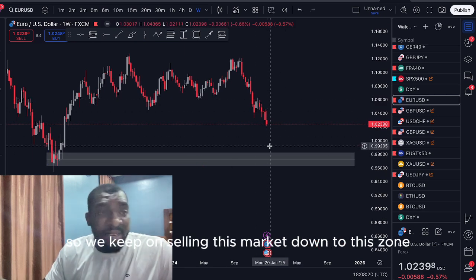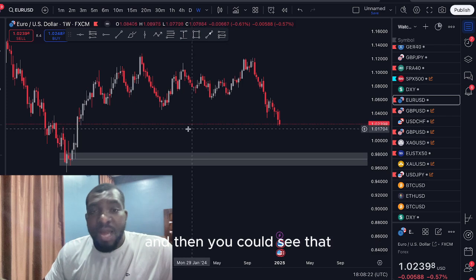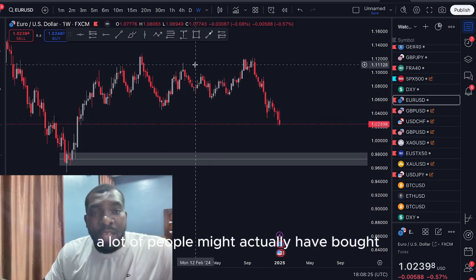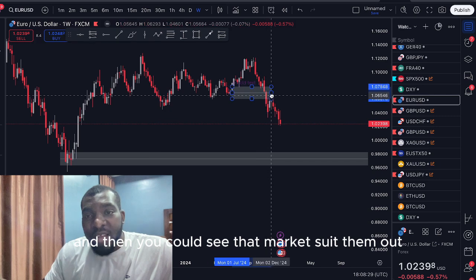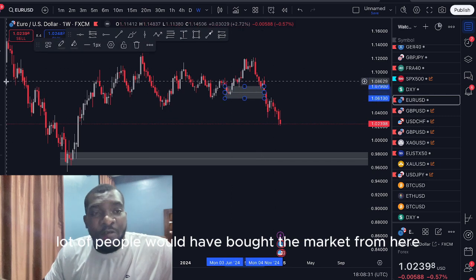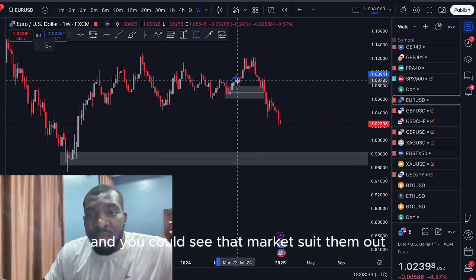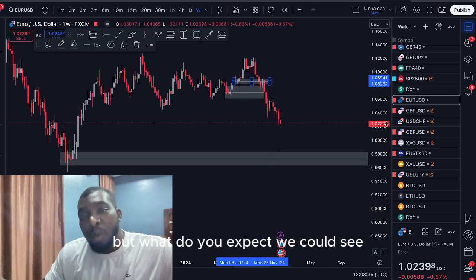So we keep on selling this market down to this zone, and then you could see that a lot of people might actually have bought this market from here, and the market took them out. A lot of people would have bought the market from here, and you could see that the market took them out. But what do you expect?